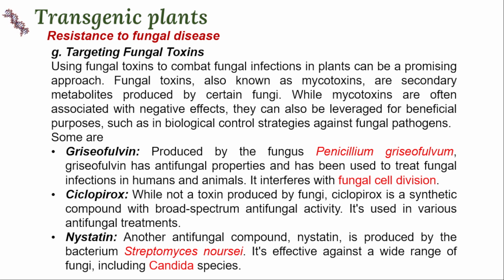Like that, ciclopirox. This ciclopirox is also a toxin that is produced especially from Aspergillus. This chemical will defend against other types of fungal pathogens. And one more chemical was nystatin. This nystatin is mainly produced from a bacterium called Streptomyces noursei. So this bacterial chemical mainly defends against other types of fungi, especially Candida albicans will be prevented. So like that, if you introduce these genes into plants, definitely some specific types of fungi will not cause any damaging effect because of the toxicity.